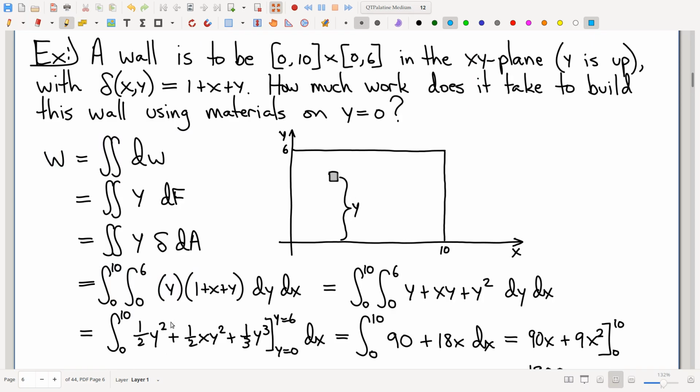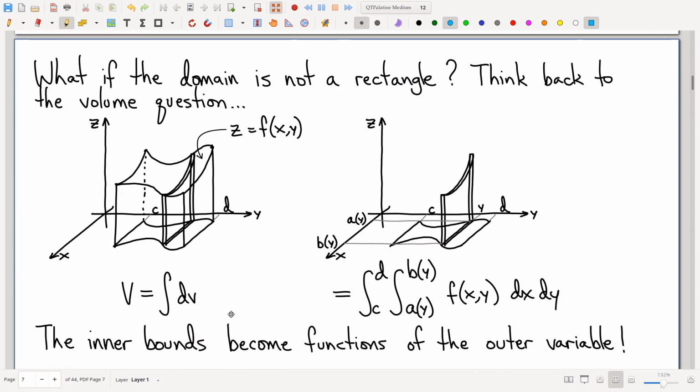So the next question I want to ask: what if our domain is not a rectangle? There's a lot to say about this. This is where stuff gets really interesting. This is where geometry starts to get challenging, and we're going to have to draw some pictures and think about processes very carefully. Here's the good news. Practically everything works just exactly the same.